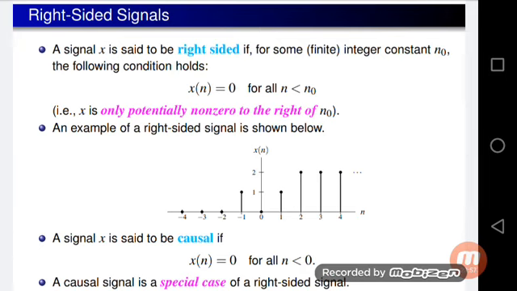Next one is right-sided signals. Right-sided signals means the signal propagation moves toward the right side. So that's why it is called right-sided signals. A signal x is said to be right-sided if, for some finite integer constant n naught, the following condition holds: x of n equals 0 for all n less than or equal to n naught. x is only potentially non-zero to the right of n naught. An example of right-sided signals is shown below.